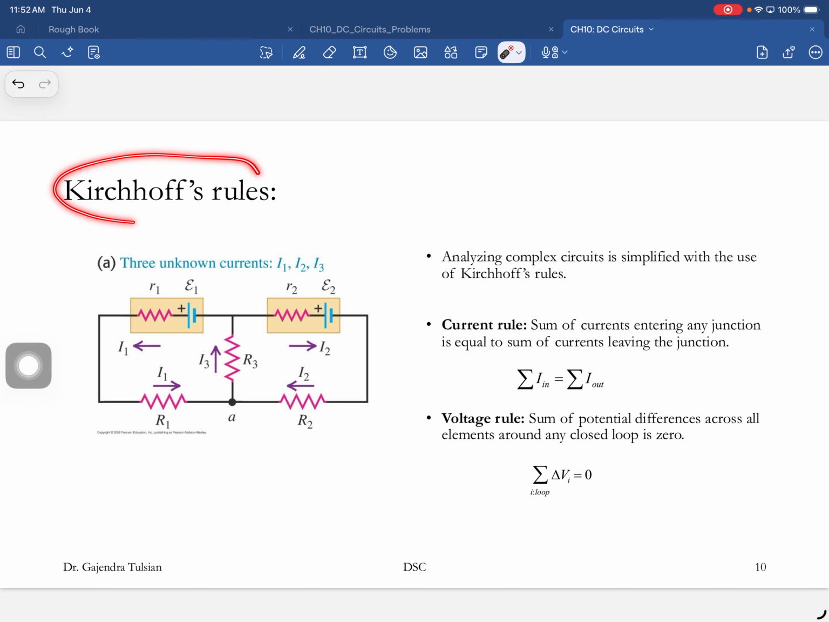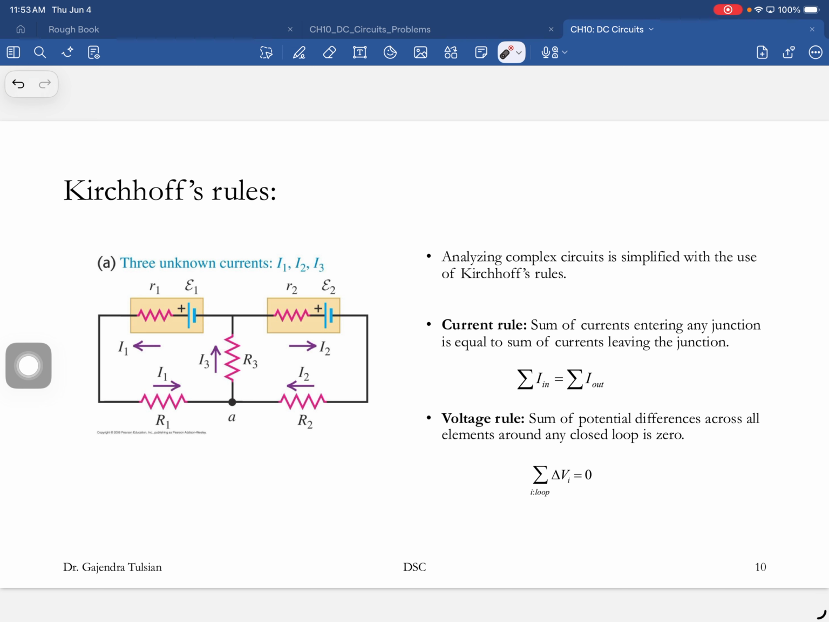Now we'll study Kirchhoff's rules. What we want is, you'll have circuits like this with multiple loads, multiple elements, and multiple sources of power. And what you want to do is find the current through each element. That's solving the circuit.